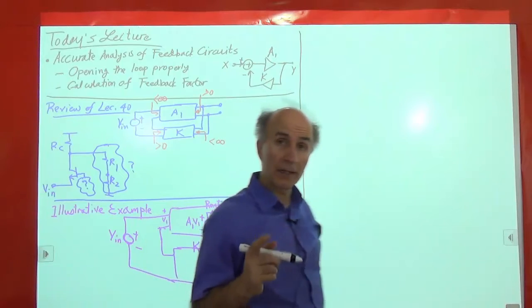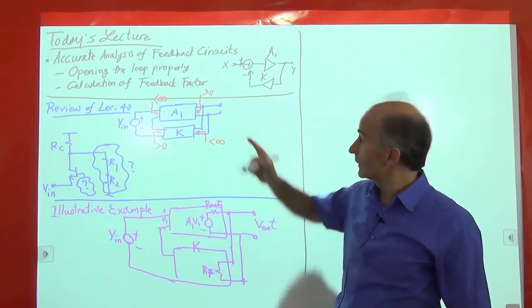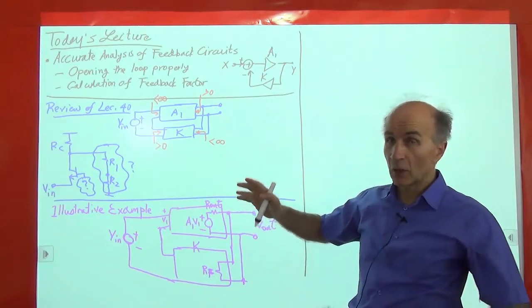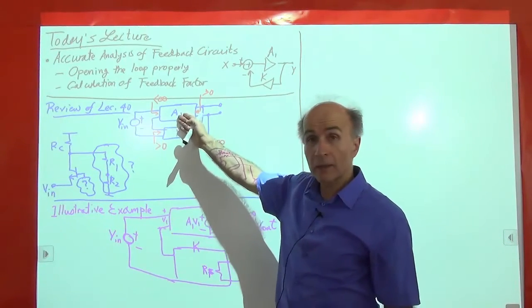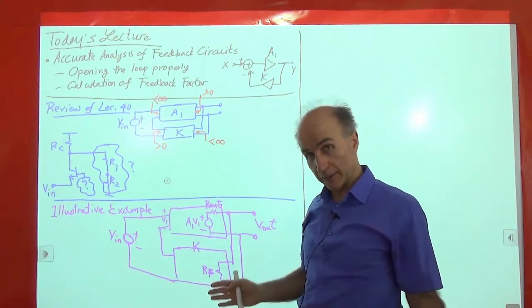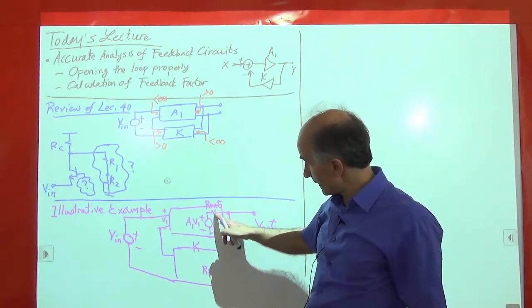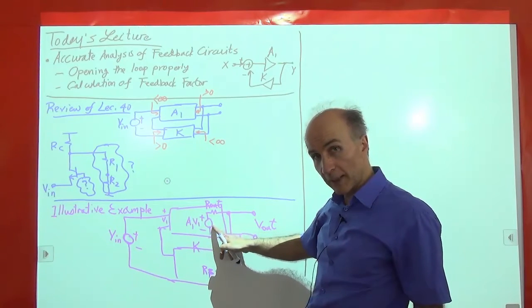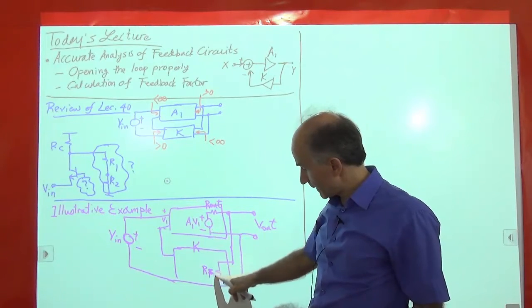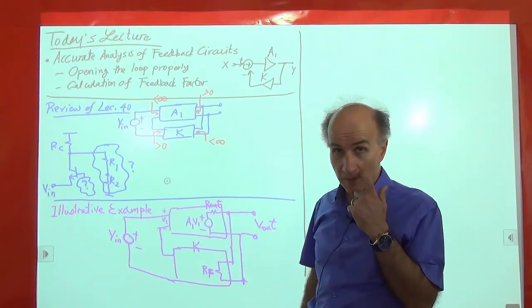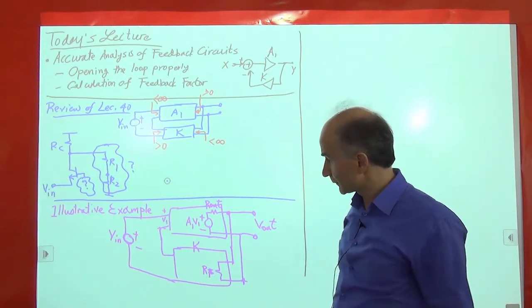Now, if the ideal conditions did hold, here 0, infinity, right, then the voltage gain would be just A1 divided by 1 plus KA1, right? But now that we have a finite resistance at the output of the feed-forward amplifier and the finite resistance at the input of the feedback network, certain things might change. So let's try to see that.